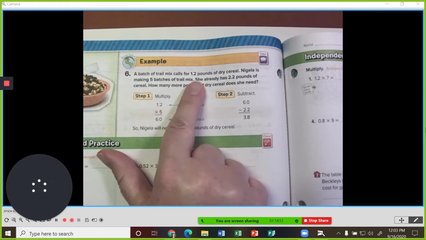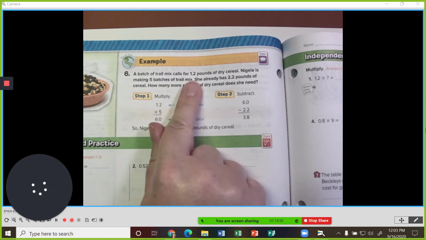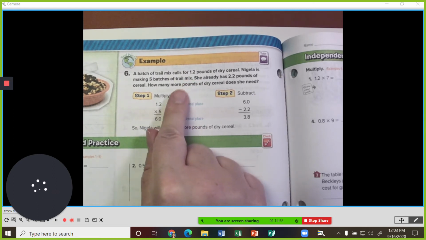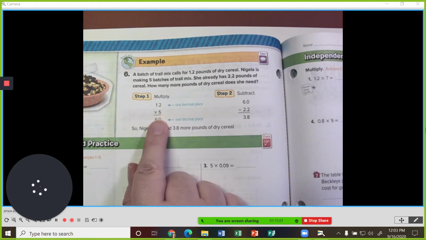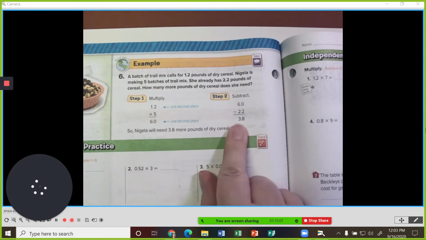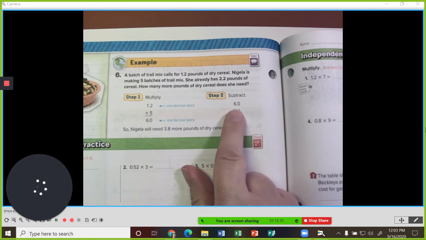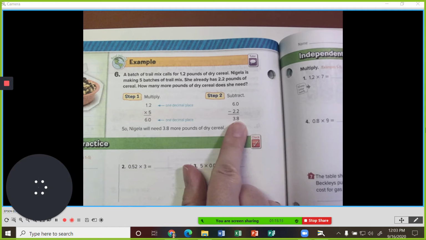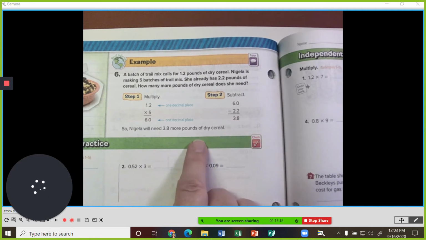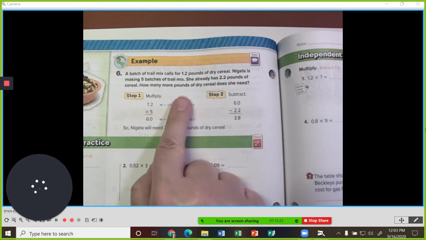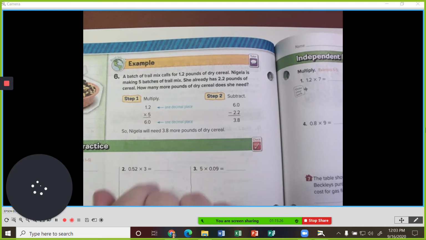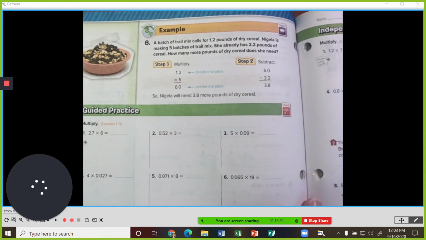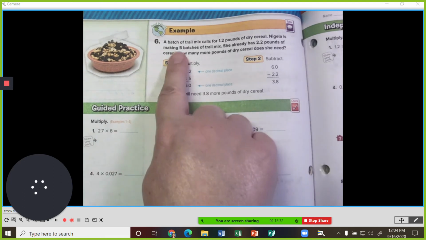So each batch is 1.2 pounds. And she's going to make 5 batches. So first we multiply 1.2 times 5 and we get 6. But she already has 2.2 pounds. So how much more does she need to make? So we have the 6 pounds that she needs total minus the 2.2 that she already has, means she needs to make 3.8 pounds more. Okay, so that would be times 4 here. She would need to make 4. 3 batches wouldn't be quite enough. So she would need to make 4 batches. So she actually doesn't need to make the 5th batch.